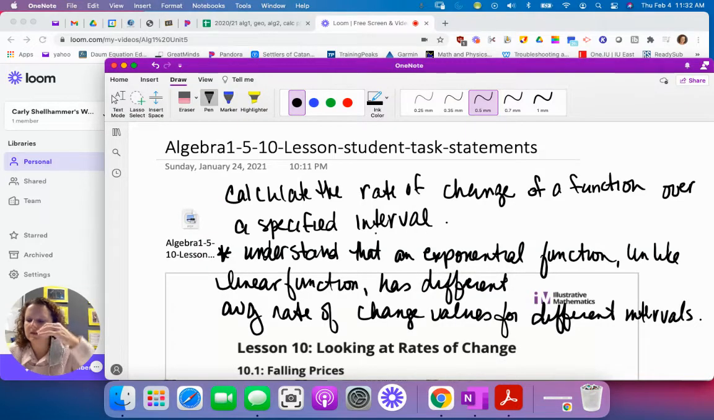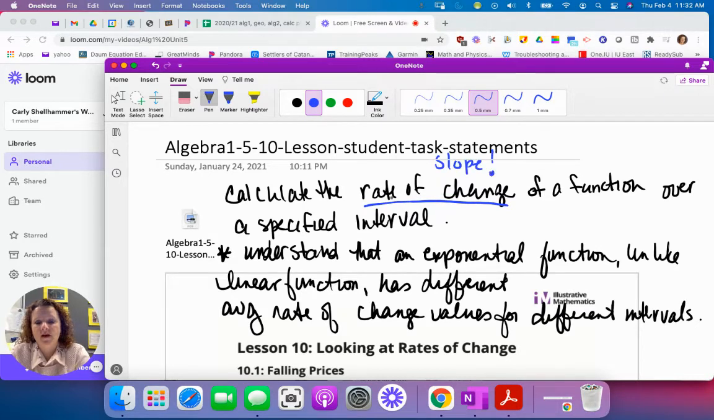Hey there, we are in Lesson 10. Today, in Lesson 10, we are going to learn how to calculate the rate of change of a function over a specified interval. When we talk about rate of change, often we're talking about slope. And you guys know that.